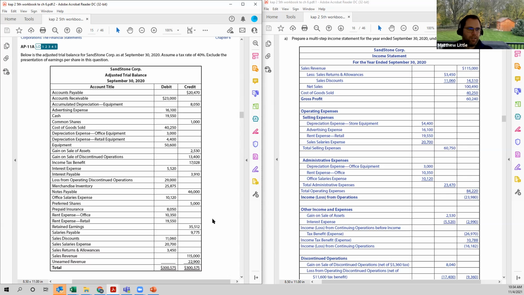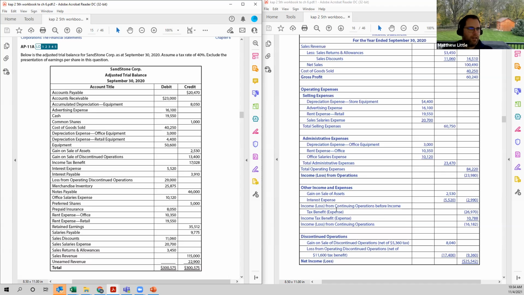Then we move on to other income and expenses. In this situation, we had a gain on sale of assets of 2,530, and we had interest expense of 5,520. So that gives us a net of 2,990. That gives us an income or loss from continuing operations before income tax benefit or expense. So it's a loss of 26,970. And then the income tax benefit in this case, because we have a loss, is 40% of that, being 10,788. So with a 40% tax rate, we have an income, actually technically a loss, but the line is called income/loss from continuing operations, of 16,182.